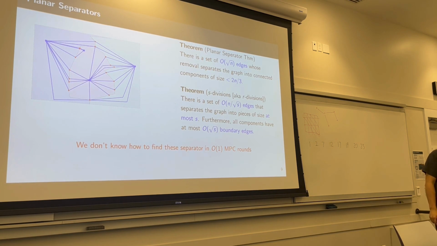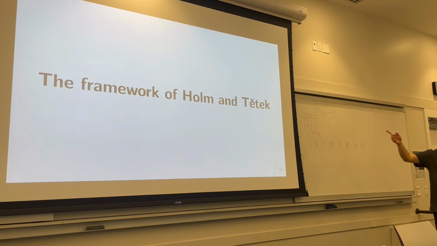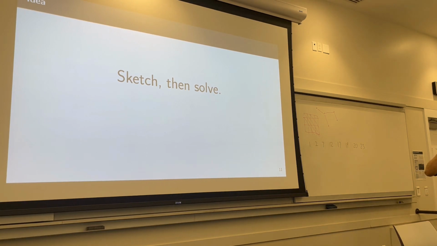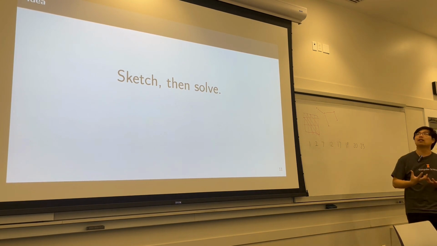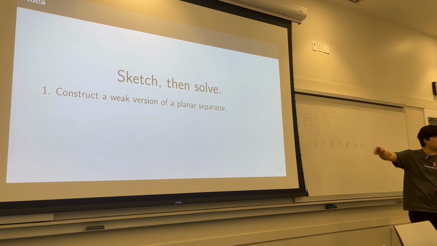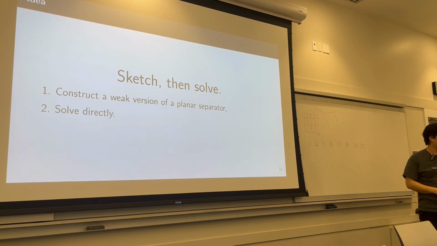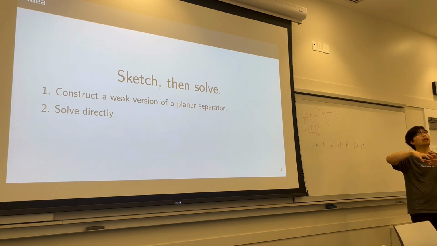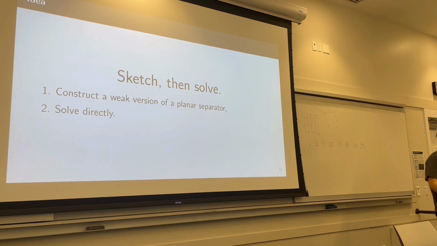All right. So let's look at the framework of Holm and Tětek and how they do it. And so the big idea, like I mentioned before, is they're going to essentially come up with something that is essentially this separator that is computable in parallel. And on each part, they're going to compute a sketch, and then they're going to solve it. So they're going to construct a weak version of the planar separator, and then they solve each part directly, and then they combine everything and then just solve it directly.